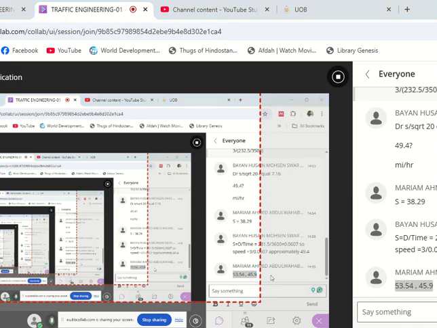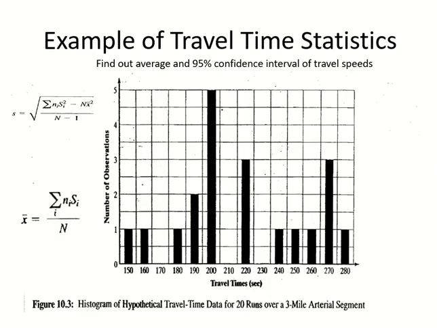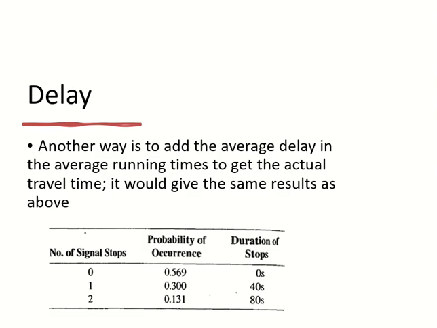Okay, so moving on. We have done two examples. In one example we used running time, in another example we used travel time. The difference between running time and travel time is the delay. If you add the delay, it becomes travel time. If you subtract the delay, it becomes running time. So running time is without the delay.